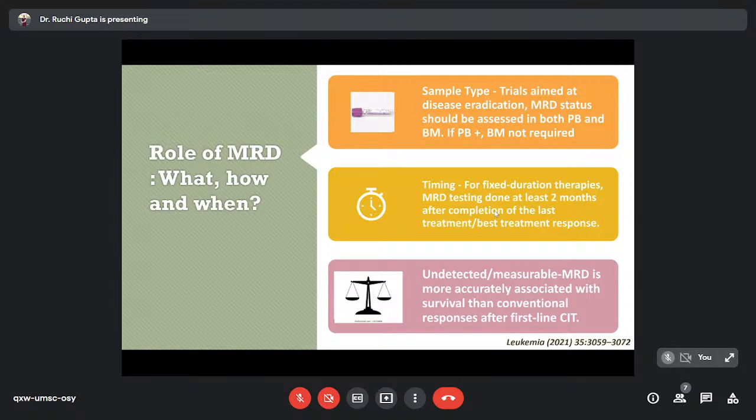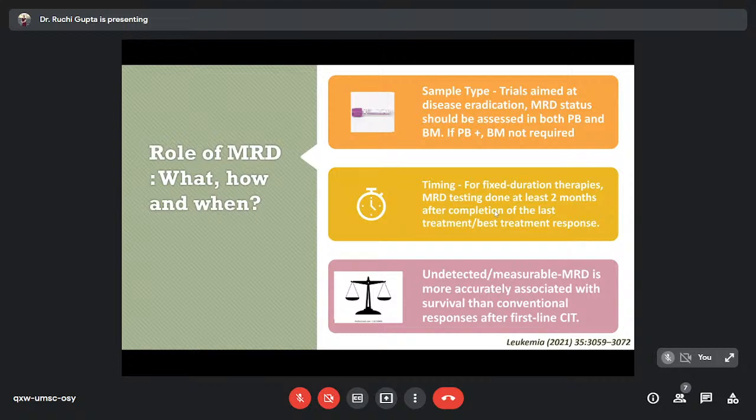What are the recommendations? You can do it either by peripheral blood or bone marrow. If your peripheral blood is negative, then definitely you need to go ahead and check from the bone marrow. But if your peripheral blood sample is positive, then that would suffice to call it MRD positive.